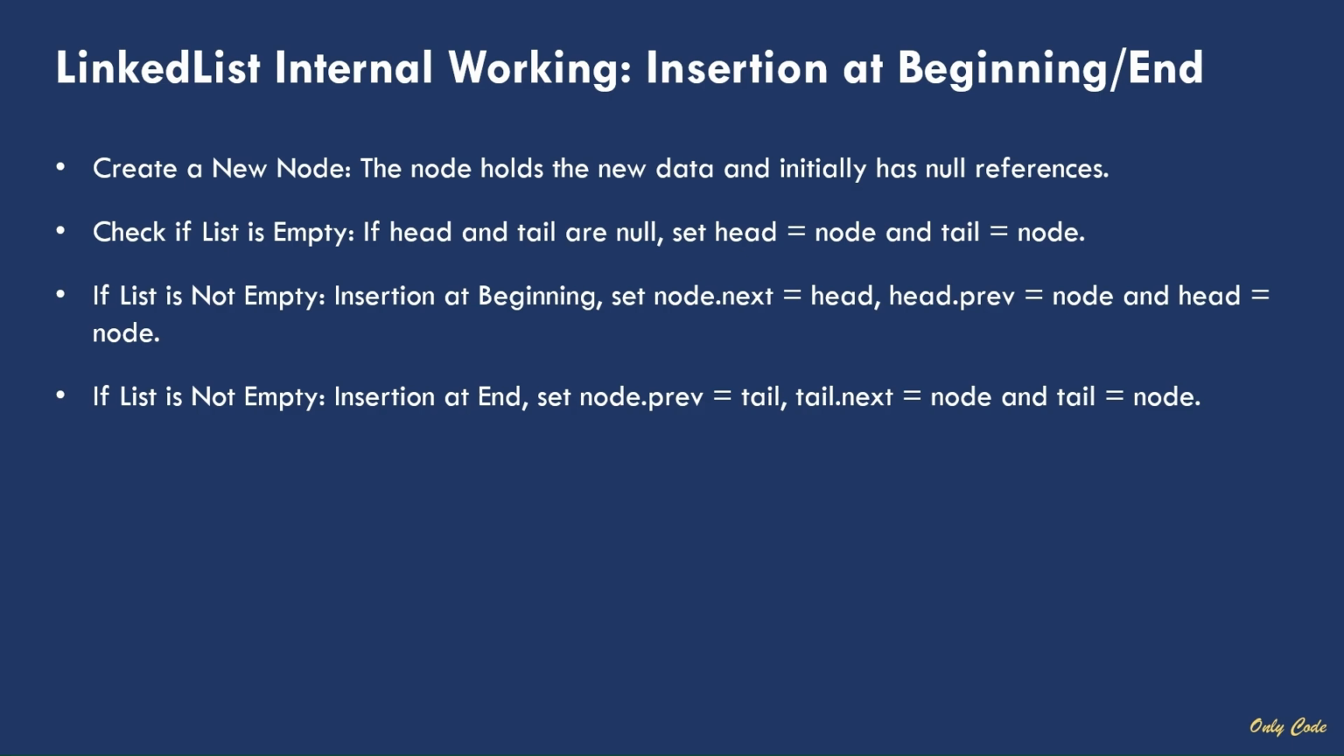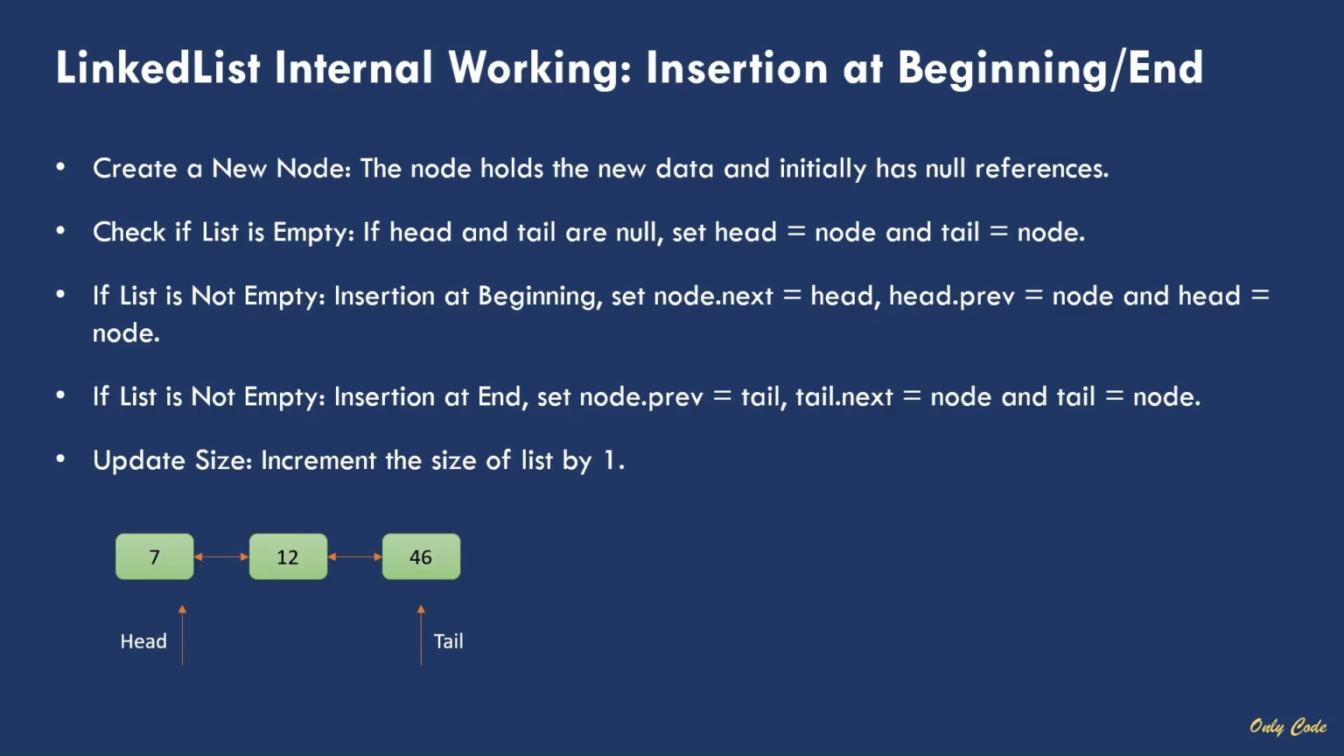This adds the node after the current tail. Update the size. Regardless of where the node is inserted, the final step is to increment the size of the list by 1. Let's take a simple example of a linked list containing 3 elements 7, 12, and 46.